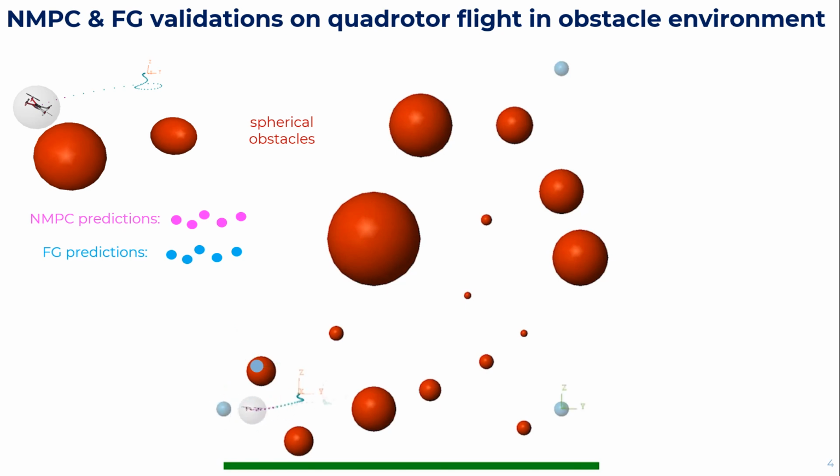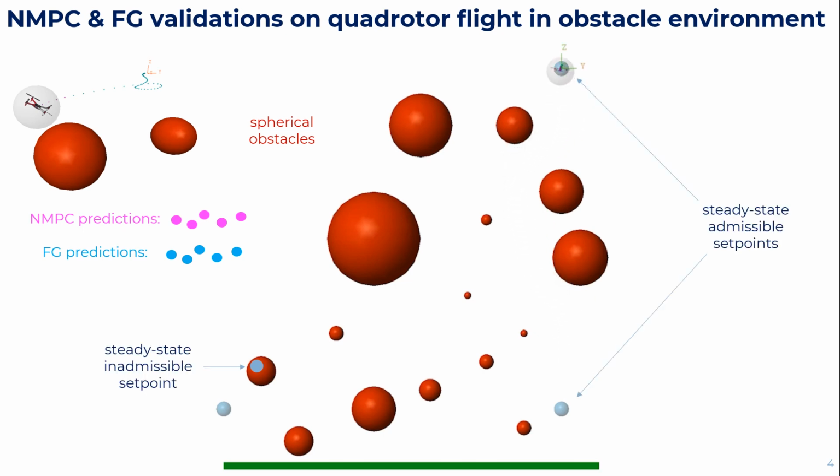The blue spheres with the green reference frame denote a sequence of 3 distant desired set points that the quadrotor should track. The first 2 set points are steady-state admissible, and the last one is steady-state inadmissible as it is placed inside an obstacle. In the latter case, the closest steady-state admissible reference should be tracked. The orange moving reference frame depicts the auxiliary reference computed by our FG algorithm, which ensures feasibility.